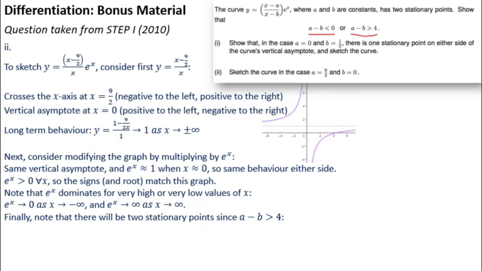The last thing to notice is what this question started us out with, the stationary points. Although we've got a sense of what the sign is for our graph, we don't know about any wiggles and bumps that might occur along the way. We satisfy one of the conditions, a minus b is greater than 4, therefore there must be 2 stationary points. We just have to figure out where they are.